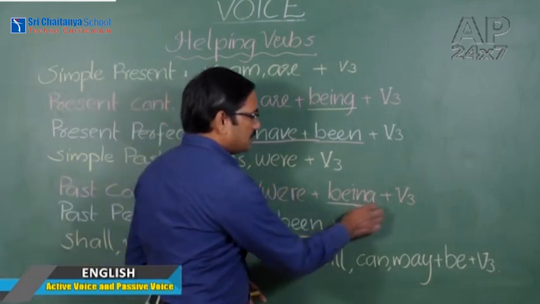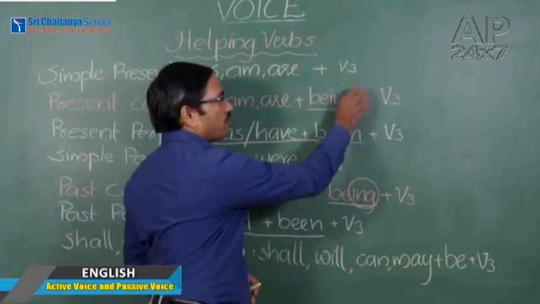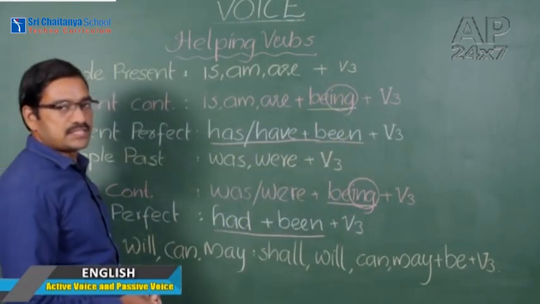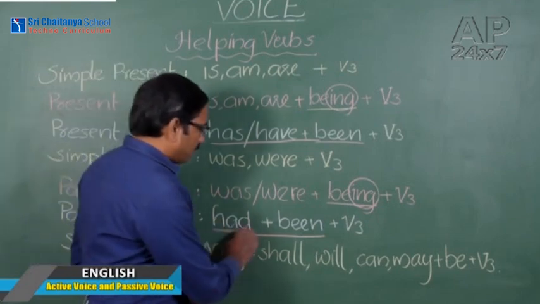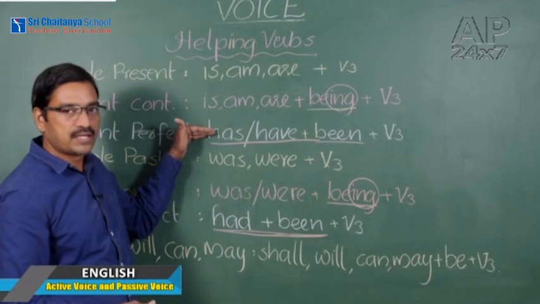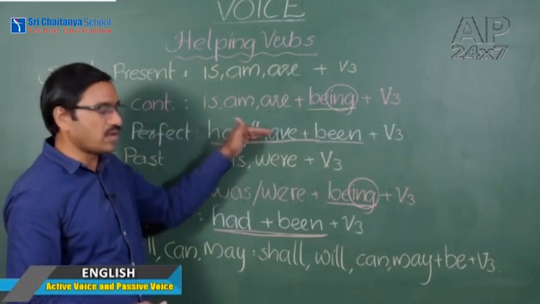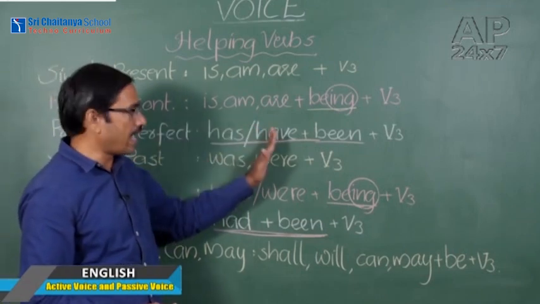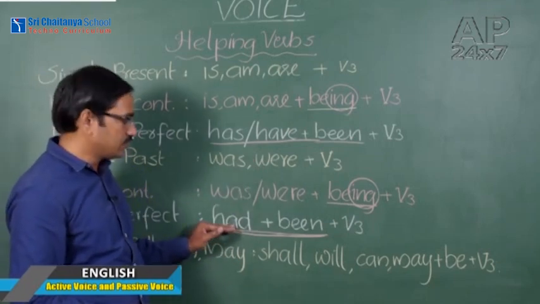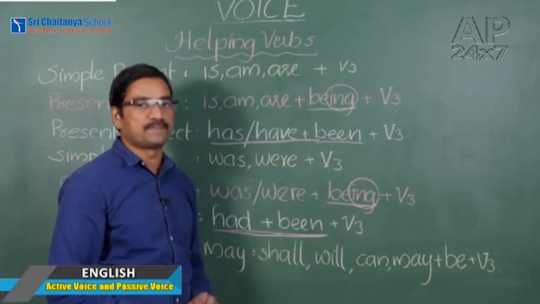So remember, this ing form is for continuous tenses. Past perfect, we have only one helping verb, so that is easier than that of the present perfect. In present perfect, we have has or have based on singular and plural subject. In past perfect, we have only one, had, so it becomes had been V3.